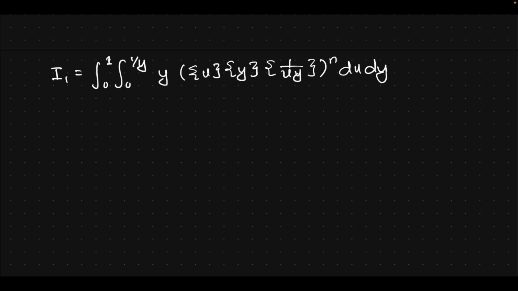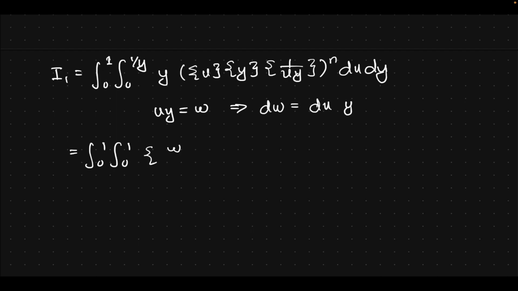I've written I1 for your convenience. Now I'm going to introduce the variable change, uy is w, because we want to get rid of these awkward terms like a product or a quotient inside the fractional part. That means dw is du times y, and that gives us the integral from 0 to 1, from 0 to 1, w over y, 1 over w.